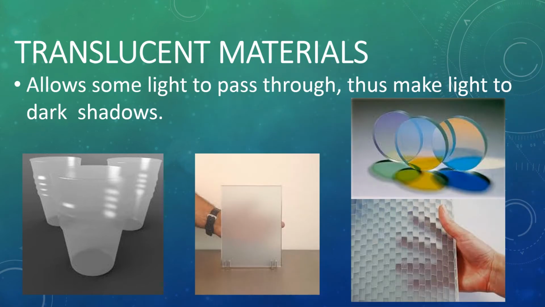Translucent materials. These materials allow some light to pass through, thus making light to dark shadows. Examples are colored plastics, frosted glass, stained glass, or colored glass.